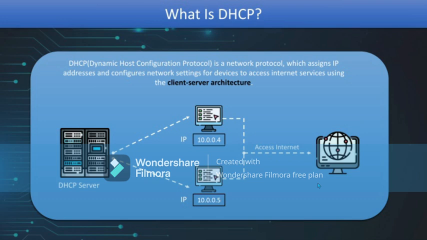With the help of the DORA process, the DHCP server can provide an IP address along with the subnet mask, domain name, default gateway, and DNS server address. This information is provided by the DHCP server. I'm going to explain one by one: what is the DORA process, and what is the use of the DORA process?